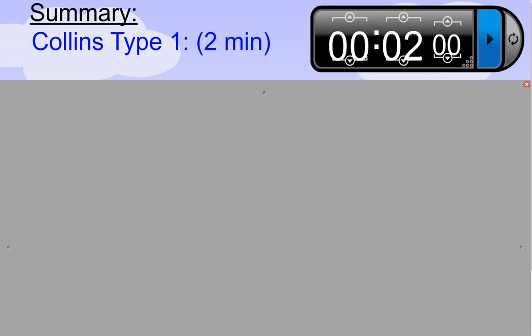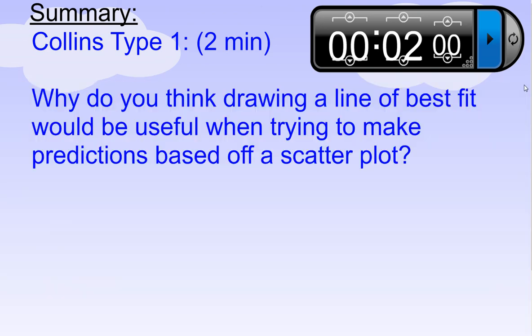Summary. So this is also a type 1 writing. 2 minutes. So type 1s, you just write. You write for 2 solid minutes. Don't stop. Do what it asks you to do. You get credit for it. So type 1 writing asks you, why do you think drawing a line of best fit would be useful when trying to make predictions based off a scatter plot? That's an opinion. Your opinion can't be wrong as long as you put it down on the paper. So go ahead, pause the video, take your 2 minutes. When you're ready to continue, hit play, and we'll go through it together.